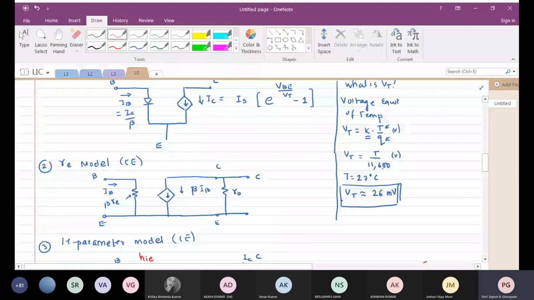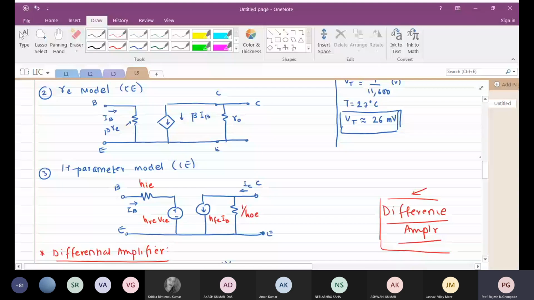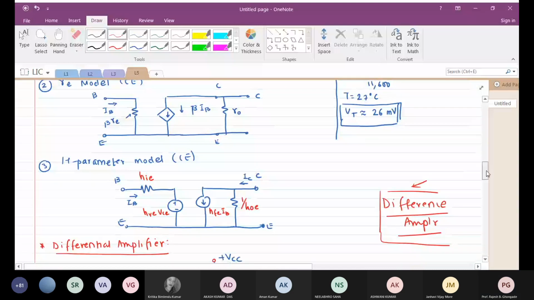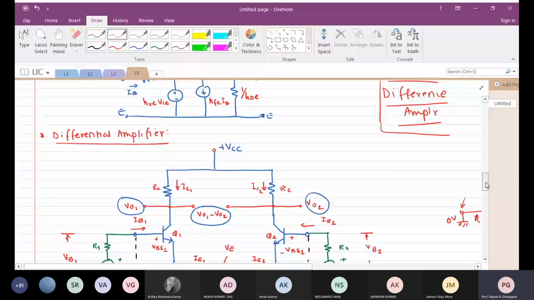Then we have seen another model called the RE model, which is used by many books and in Western universities, mostly in the US. This RE model is more preferred for some other reasons. Then we already have studied the H parameter model, so that was a revision. And then we got introduced to the differential amplifier. We'll continue exploring this differential amplifier in the subsequent lectures.